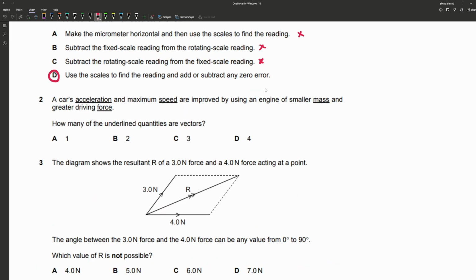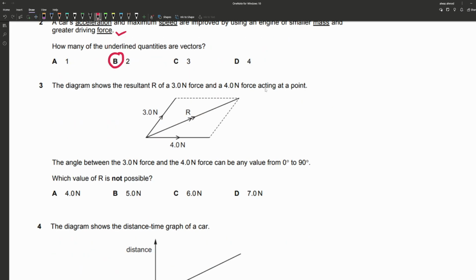The next question says a car's acceleration and maximum speed are improved by using an engine of smaller mass and greater driving force. How many of the underlying quantities are vectors? So we know that the first, acceleration, is going to be a vector, speed is not a vector, mass is also not a vector, and force is a vector quantity. So our correct answer is going to be 2.